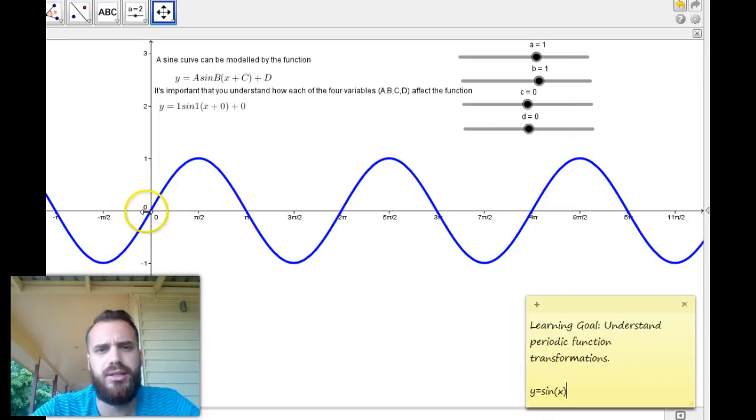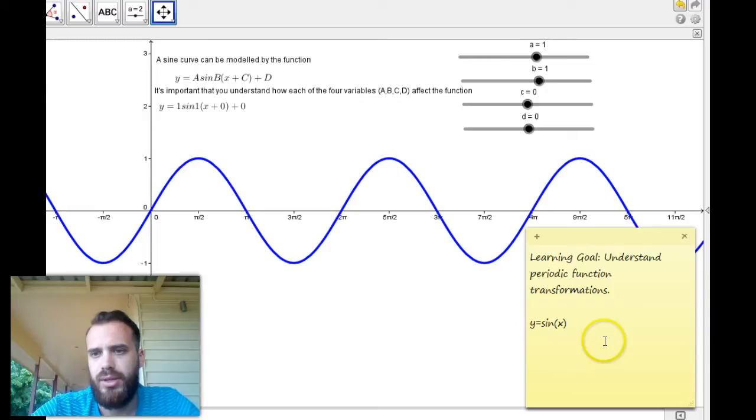You'll also see that the x-axis runs through the middle of it, and in the case of sine x, it starts at the origin, 0, 0. Now, you should also remember that a sine curve can be modeled by this function, y equals a sine(bx + c) + d.